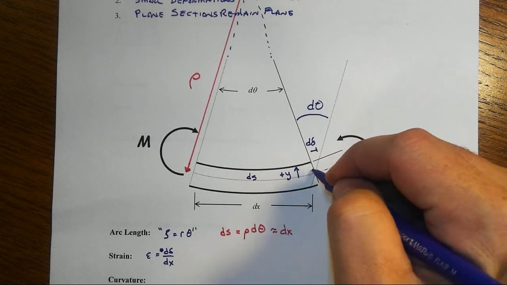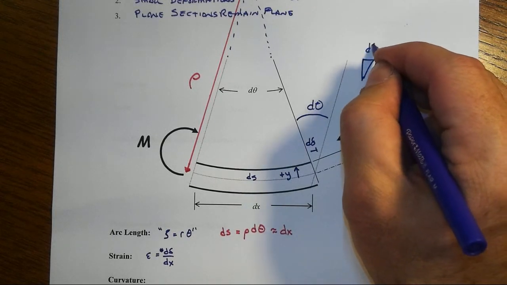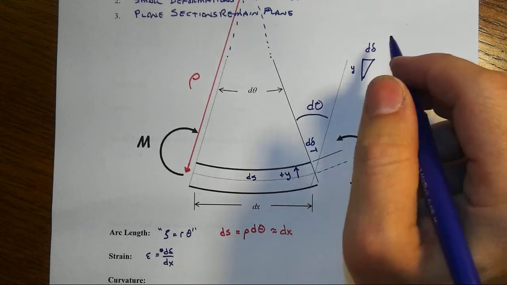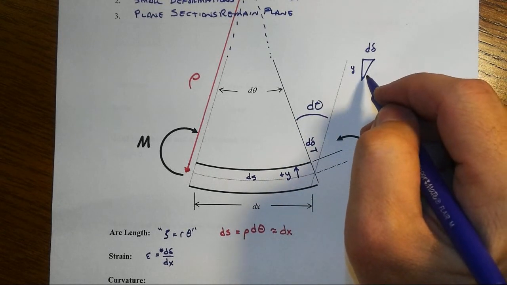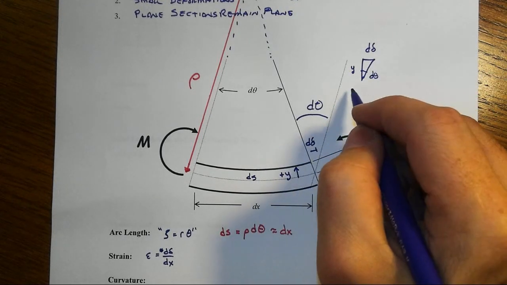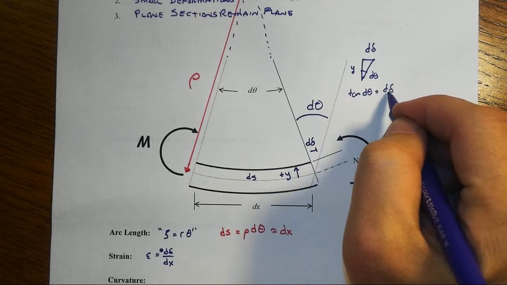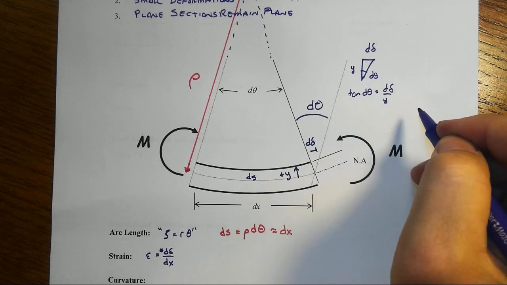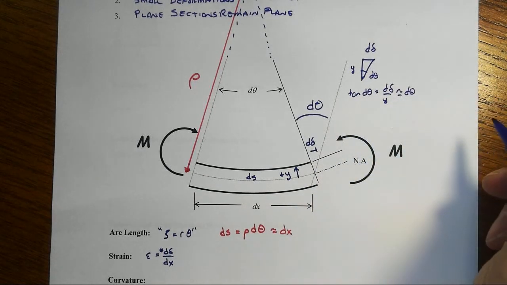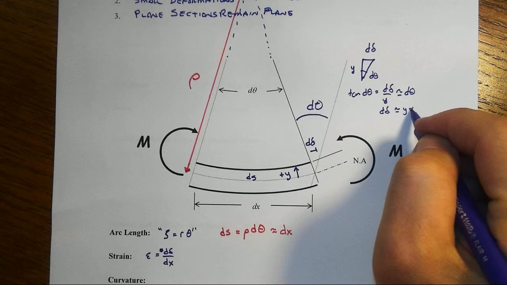Oh, hey, there's a triangle there, right? And that triangle has one side d delta, has the other side y up from the neutral axis to the point of interest, and that angle is d theta. Right? Now, right triangle theory, tangent of d theta equals opposite over adjacent. Okay. Now, small angle theory says that's about the same as d theta. So d delta is approximately equal to y times d theta.